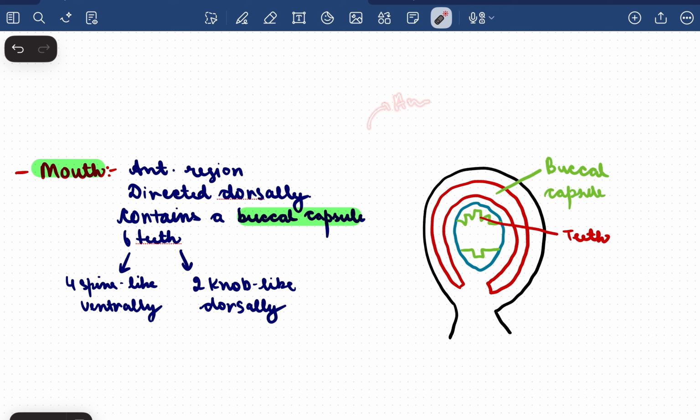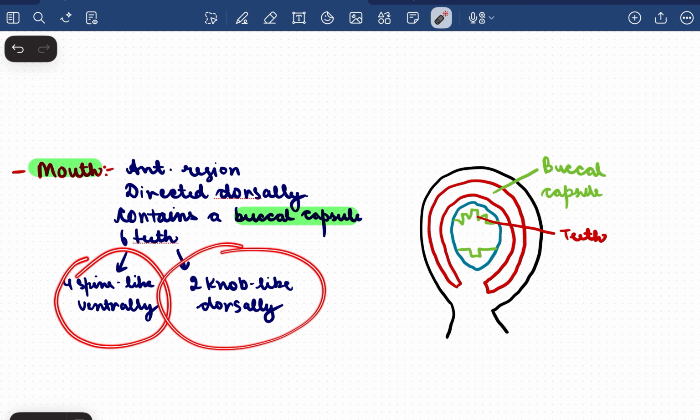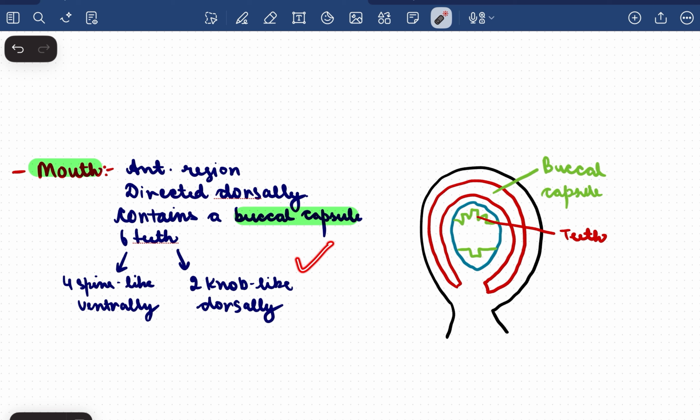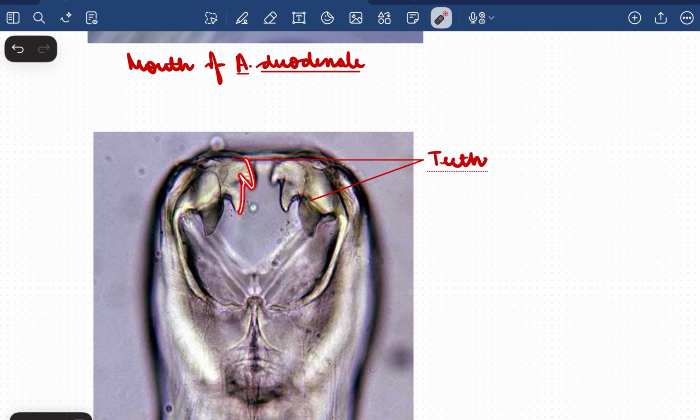Right. So we have a mouth which has a buccal capsule and teeth. These teeth are spiny and knob-like. So you have 4 spiny teeth and 2 knob-like teeth. Now these teeth are also very important because they help us differentiate one worm from another, because Necator has a different sort of arrangement of these teeth, while this Ancylostoma duodenale has a different distribution of teeth as well. Now let's look at this picture. Over here you can see the spiny teeth. And over here, a much better picture, you can also see that these teeth are very spiny, right?